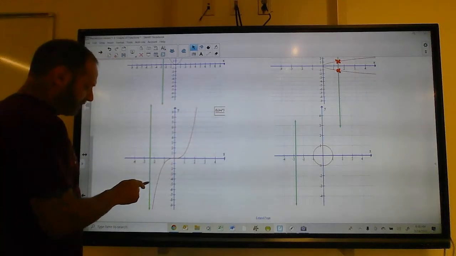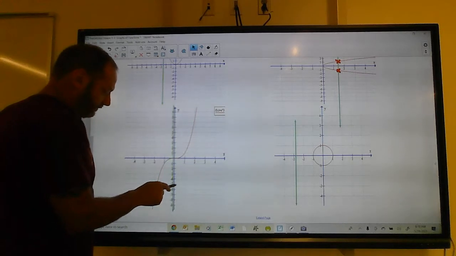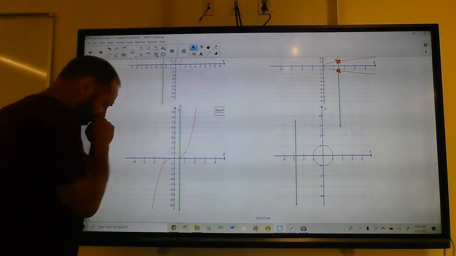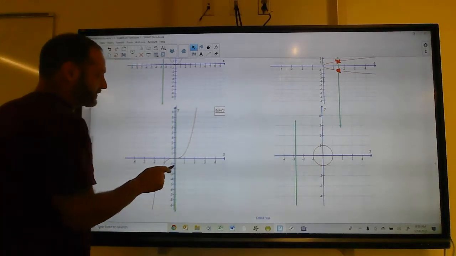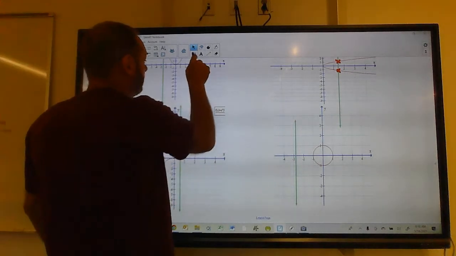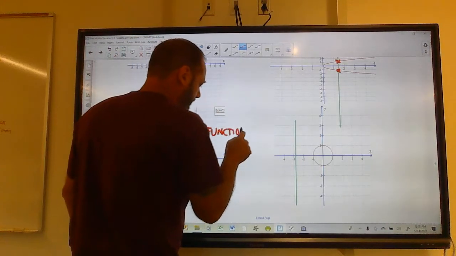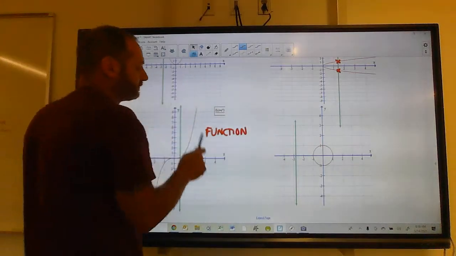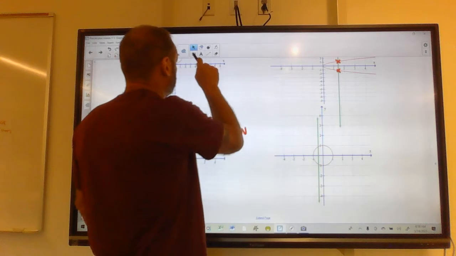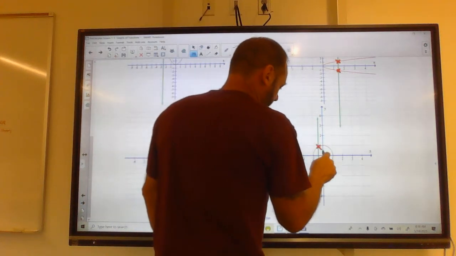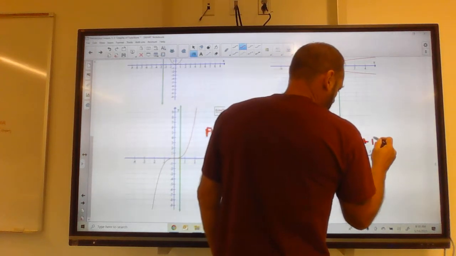Okay, we go down here and we take this on this cubic right here, and you know what? It always only passes through 1 point. So again, this one is a function. And then this one here, obviously, that fails right there. And you only have to fail once. So this is not a function. Circles are not functions.